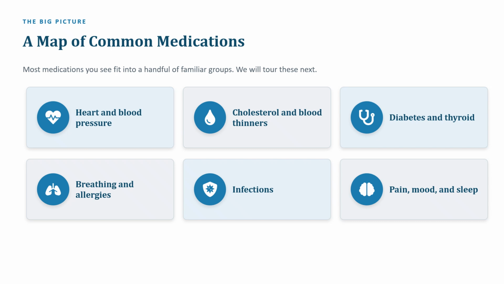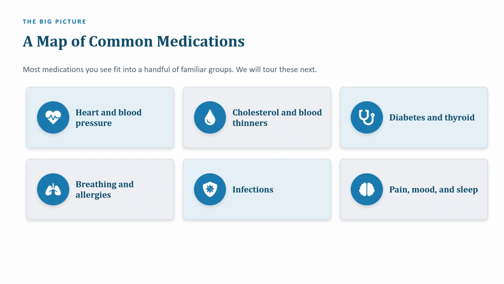First, heart and blood pressure medications, which are extremely common because cardiovascular conditions are so widespread. Second, cholesterol medications and blood thinners, which often go hand in hand with heart care. Third, diabetes and thyroid medications, the 2 most common hormone-related treatments you will encounter. Fourth, breathing and allergy medications, from inhalers to antihistamines. Fifth, medications for infections, mainly antibiotics. And sixth, medications for pain, mood, and sleep, which cover a lot of ground in primary care.